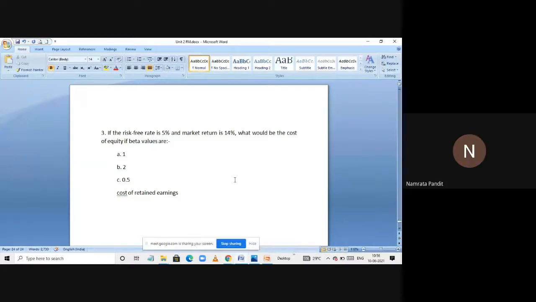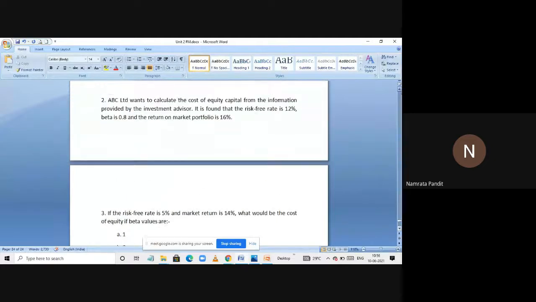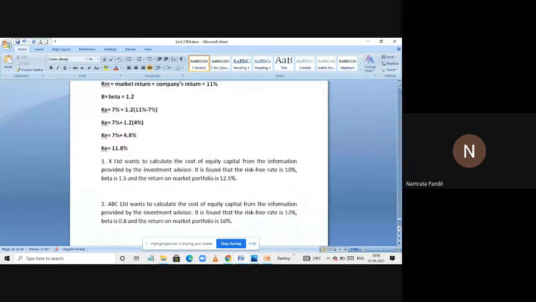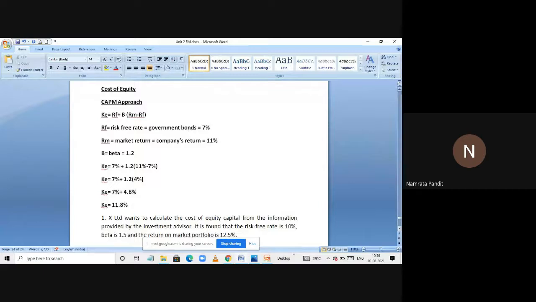Ma'am, when we are saying the market risk, that is overall how the market is doing, and it is compared with the company risk, that is individual company performance, is it like that? Yes. And always the market risk is considered as 1. So market beta is 1. You calculate your company beta. If it is less than 1, that means the company is less risky than the market. If it is more than 1, it is more risky.